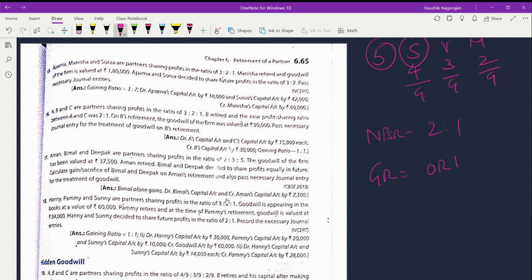Gaining ratio is nothing but your old ratio plus or minus... Is it plus or minus? If you want to find out your gaining ratio, what's the formula for gaining ratio? Gaining ratio is equal to new ratio minus old ratio, right?